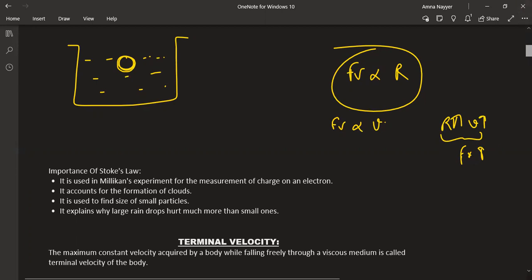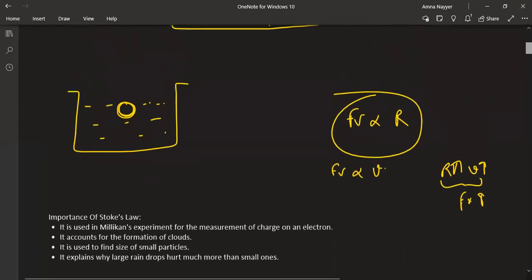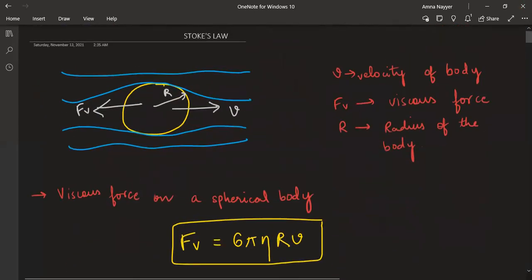You have one more topic, terminal velocity. Here a graph also comes that I will discuss. First note down Stokes law.